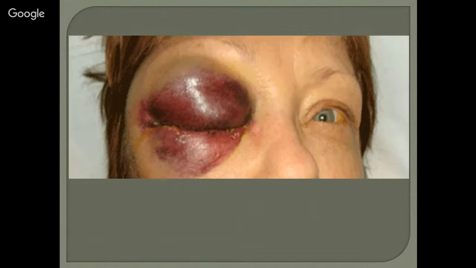The third class is a patient like this. So she may be able to answer questions. However, you can't examine the eye at all. So now you cannot look for an afferent pupillary defect. You cannot check this patient's visual acuity. And so imaging in this class of patients is going to be extremely important.